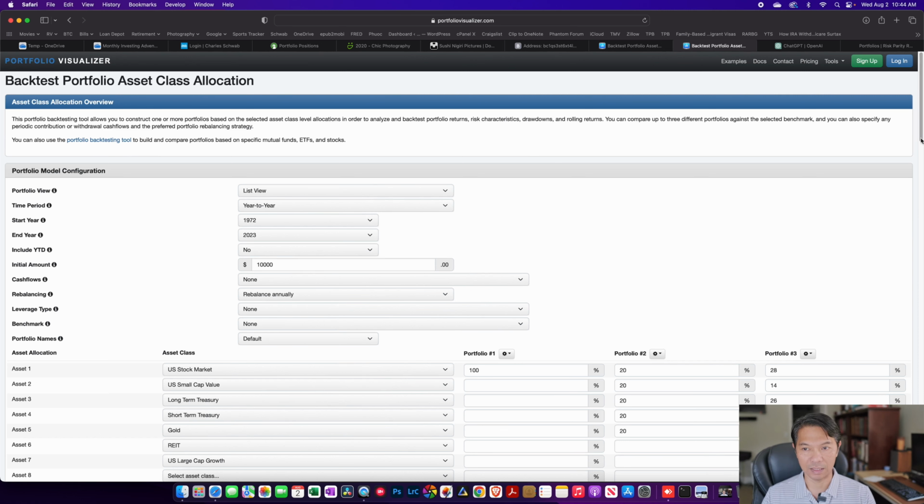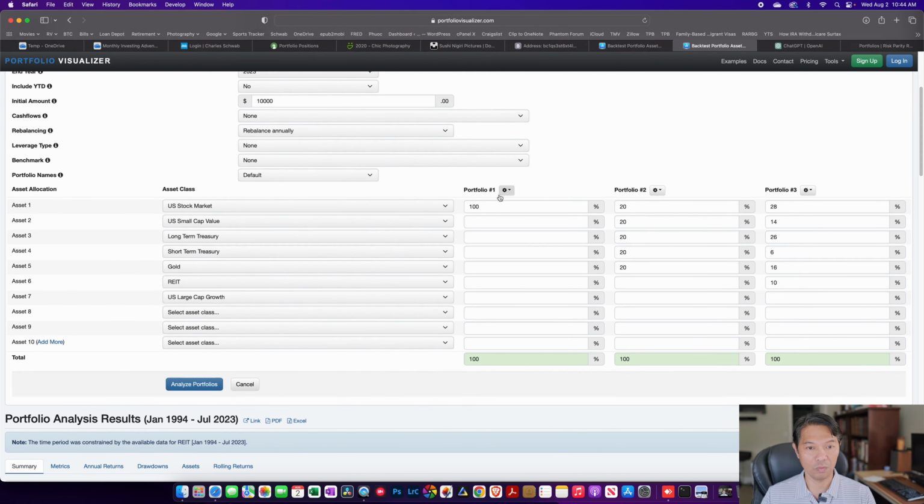So down here you can see that there are three portfolios, portfolio 1, 2, and 3. The first one is just 100% US stock market. I'm not going to get into the discussion of whether you should use some non-US or international equities, emerging markets, all of that. For my purpose, because I'm based in the US, it's fine to use 100% US stocks. So this is basically just 100% stocks.